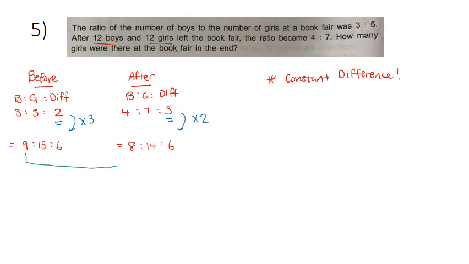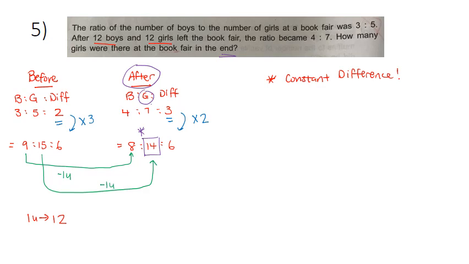Now, let's compare the units for boys before and after. From 9 units, it went down to 8 units, so that's going down by 1 unit. And for girls, 15 units went down to 14 units, so it also decreased by 1 unit. So what does this say of 1 unit? 1 unit is actually 12. And from the question, they ask you how many girls were at the book fair in the end. In the end suggests that we need to look at after, girls, and from there, the total number of units that they want us to find is actually 14.